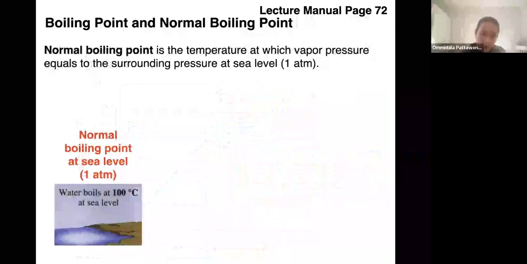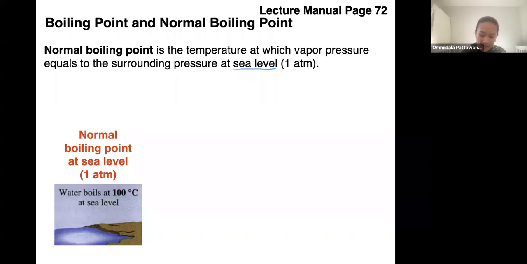Now, when we talk about normal boiling point, we are looking at the temperature at which vapor pressure equals the external pressure at sea level. Because we define sea level as having an atmospheric pressure of 1 atm, the normal boiling point is the temperature at which vapor pressure equals 1 atm. Anything else that is not at 1 atm, we are just going to call the boiling point. But the term normal boiling point refers to sea level or 1 atm.